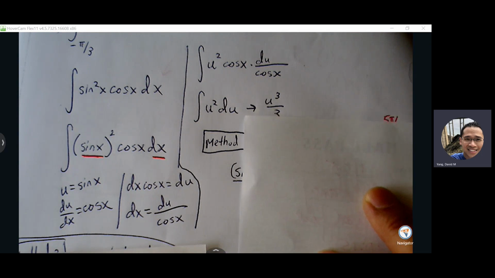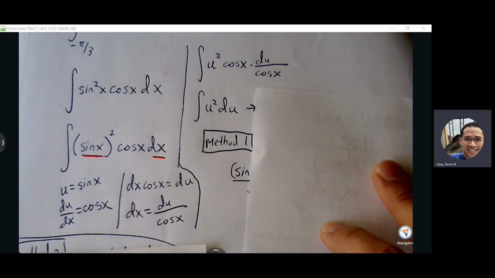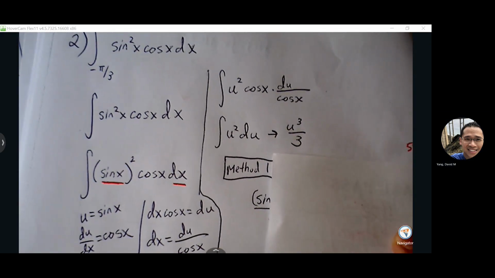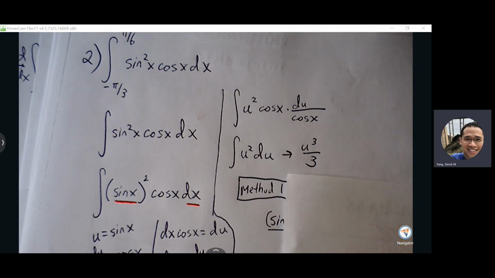U to the third, right? U squared becomes u cubed over 3. Do we put a plus C here? Okay, there are bounds involved, so now we can think about the bounds. Can I rely on the negative pi over 3 and pi over 6 for this u cubed over 3?